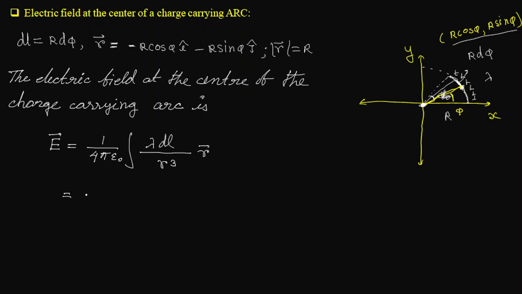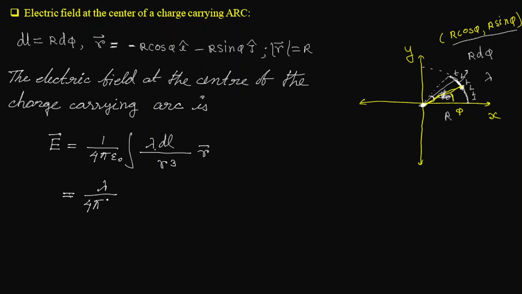Then put in the value of lambda. In this case lambda is uniform. If it were non-uniform, it would actually be a function of phi, and we would first have to put the value of lambda as a function of phi here. We'll solve some problems like that. In this case lambda is uniform, so it is independent of phi, and we can take it outside the integration.